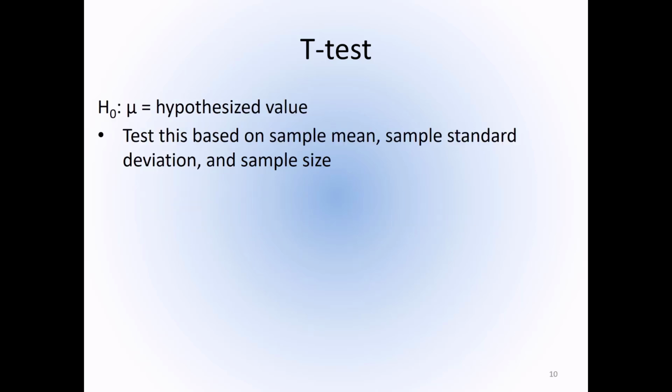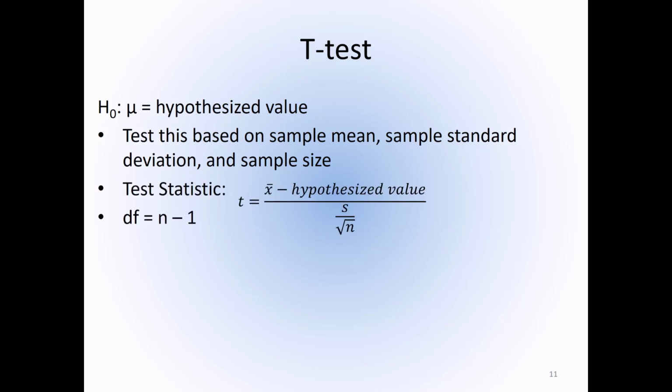When we're thinking about the t-test, for all of these statistical tests moving forward, we'll have a null hypothesis, and our null will be that the population mean equals some type of value. This might be based on a published value or something that we feel is appropriate. We're going to test this using the sample mean, the sample standard deviation, and the sample size. Having information about the population is not necessary for this particular test, and that's why it's so useful for us.